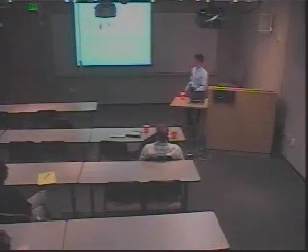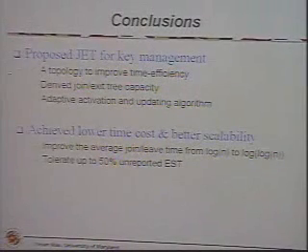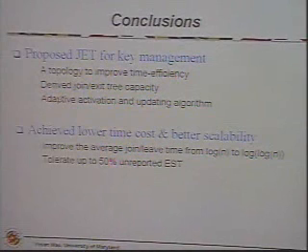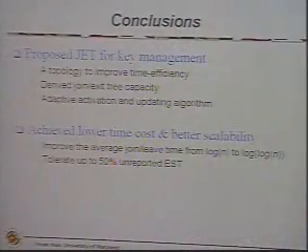Okay. So the conclusion is, we propose a scheme that consists of 3 parts: the topology first, and then we derive some capacities. Also, we design some activation and updating algorithms for this scheme. We achieve a lower time cost, and thus it scales better when the group size is large. Okay, that's all. Thank you.